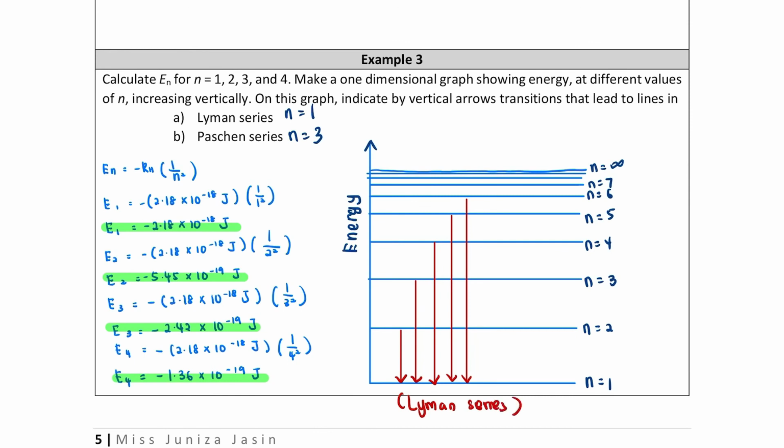Then they ask us to draw the lines produced in the Paschen series. Paschen is 3, so where do the electrons come from? Let's say n equal to 4 falling to n equal to 3 can already produce a line in the Paschen series. n equal to 5 to n equal to 3 also can, n equal to 6 to n equal to 3, n equal to 7 to n equal to 3. These will produce lines in the Paschen series. Basically, that is all they ask us to do.